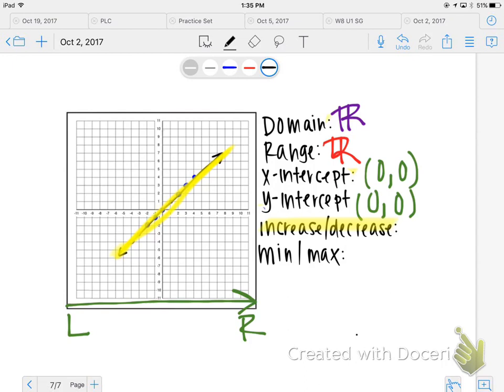Now, since we have already talked about how our graph continues on forever and ever in both directions, we know that it comes from this side at negative infinity, and as it works its way to the right, it's going towards positive infinity. Since our graph is constantly increasing, it will increase from negative infinity to positive infinity. And as we move on towards lessons in the year, we'll find that graphs can change from increasing intervals to decreasing intervals. But as far as linear equations go, it'll either increase or it will decrease.